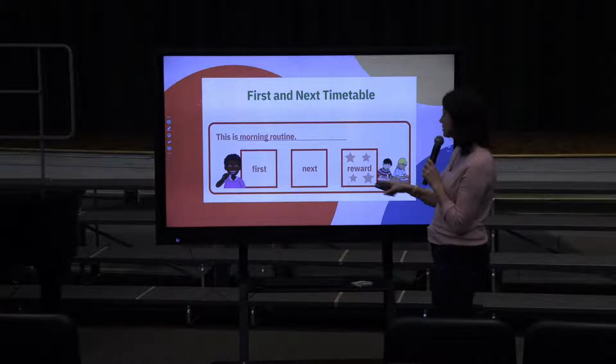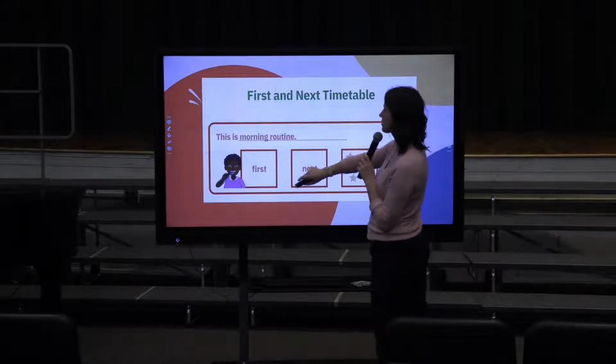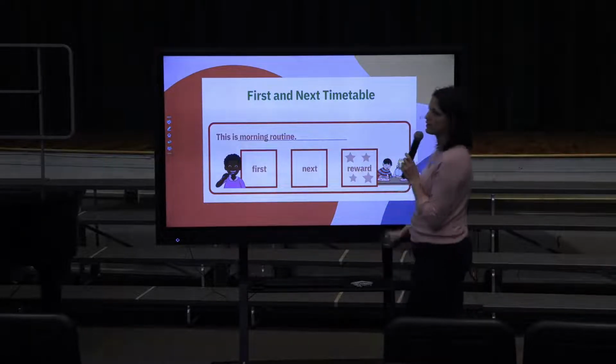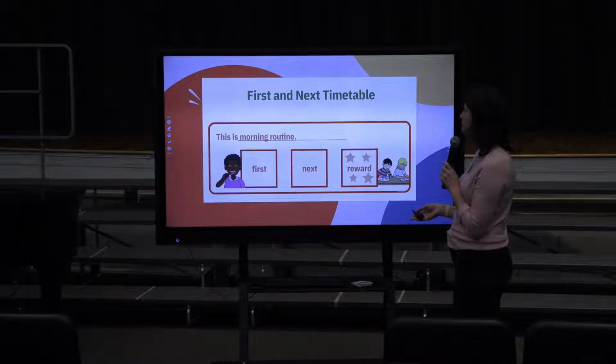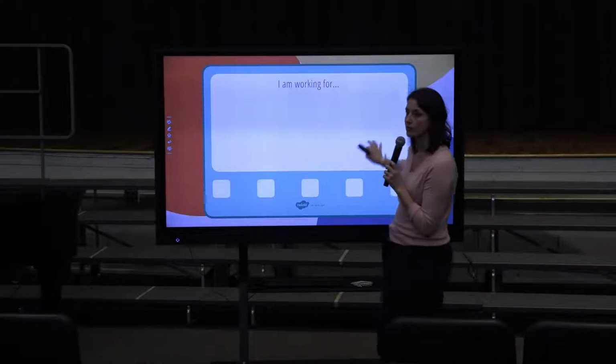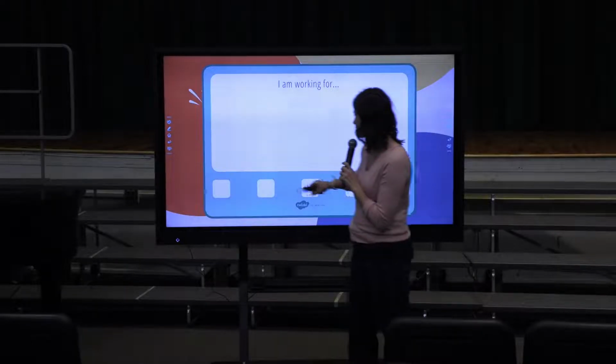Oh, here's another first-next-then board, sorry, the slides are out of order. So the morning routine: first you brush your teeth, next you're going to do this, and finally get your board. That helps the child visually as well. Here's another version of a token board, a nice big "I am working for," and you can give checks or stickers.